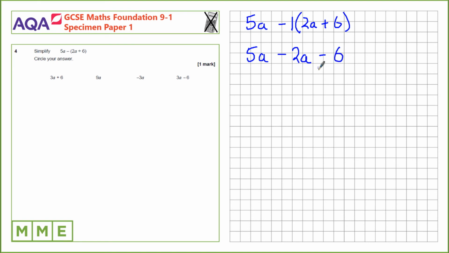The next step is we need to collect up terms. We've got 2 terms here that include a. So 5a take away 2a, that's simply 3a. And then we've just got -6 and no other numbers, so that's -6. 3a minus 6.